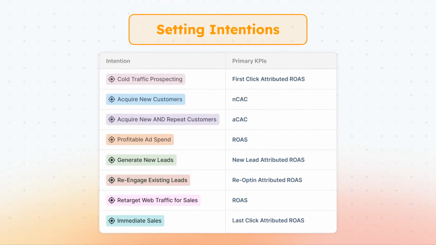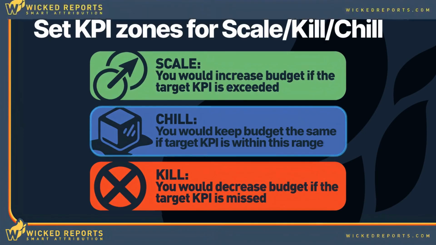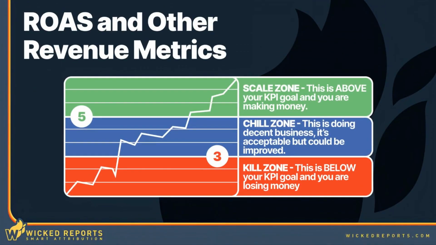Zones set a chill range for the primary KPI of the campaign's intention. Different intention, different primary KPI. The chill zone is the range of that primary KPI's result that you would be comfortable spending the allocated budget without changing it. For example, if you can comfortably keep the budget the same when the ROAS is between 3 and 5, then 3 to 5 is your chill zone.